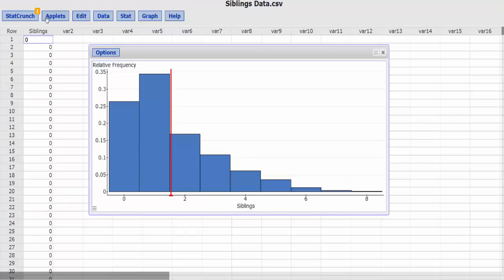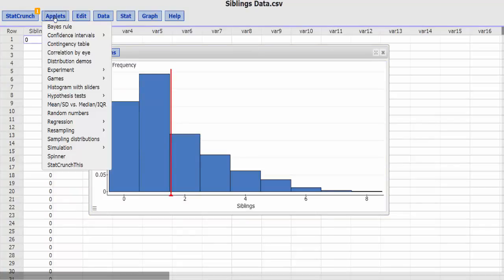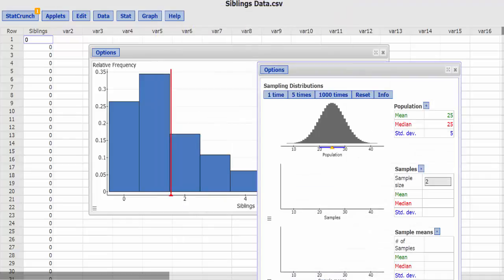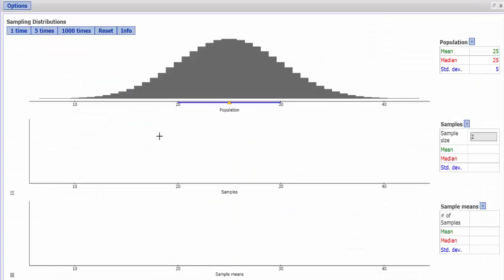But what if we had a population which was instead already normally distributed? What can we expect? So let's go back to our sampling distributions applet. This time select a normal population, and we'll leave the mean and standard deviation at the default of 25 and 5. So now here I'm starting with a population which is normally distributed. Let's see what happens when we take samples of size 5 from this population.